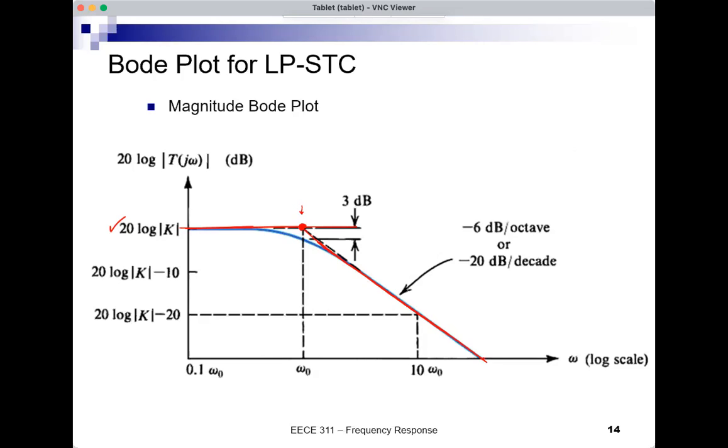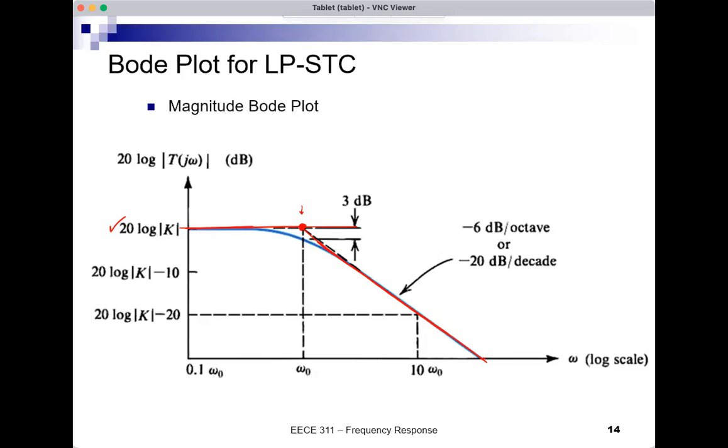consisting of these two straight lines, the 20 log K level up to omega 0, and then after omega 0, a straight line with a negative slope of minus 20 dB per decade, and it will drop forever until very large values of omega. All right, so this is the magnitude Bode plot. Remember that T is not just magnitude. T of j omega is a complex number.